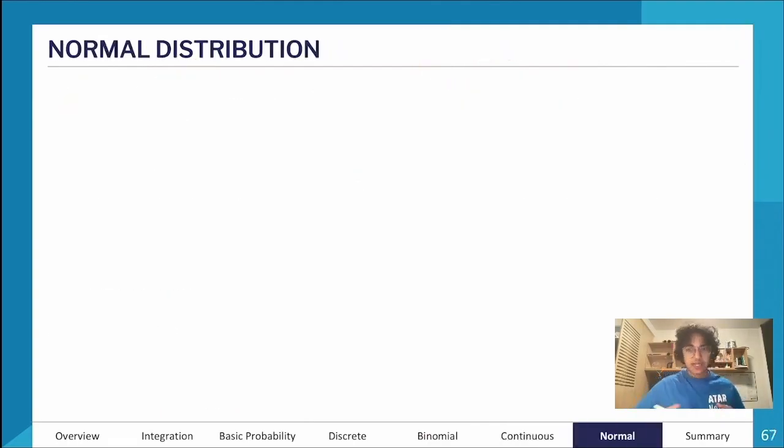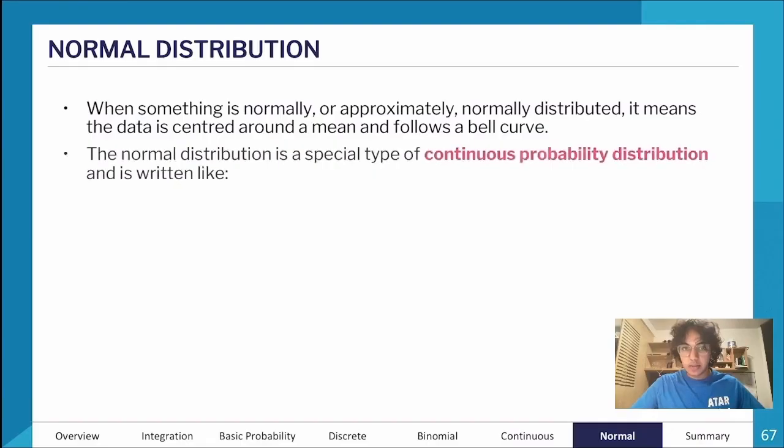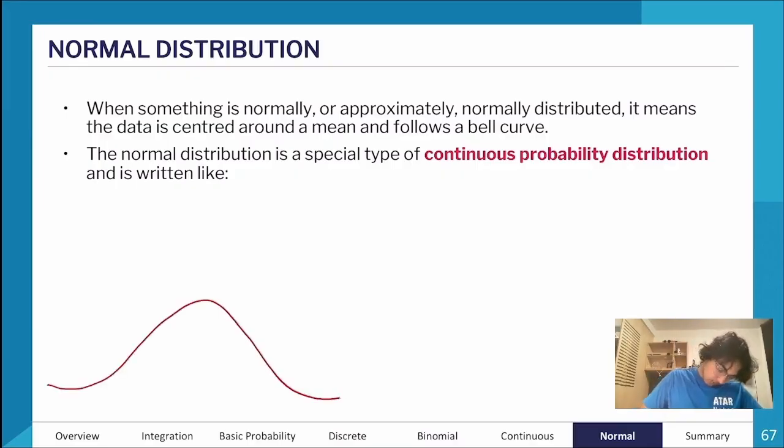So we're going to finish off today by talking about the normal distribution. What does it mean for something to be normally distributed? It means that the data has a fixed mean and follows a bell curve shape. It's a special type of continuous probability, and the most common type that you will see, and have probably seen in your day-to-day. It's these sorts of shapes, where the center is the mean, okay?